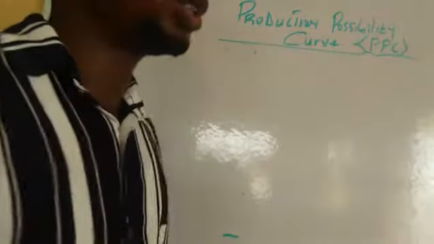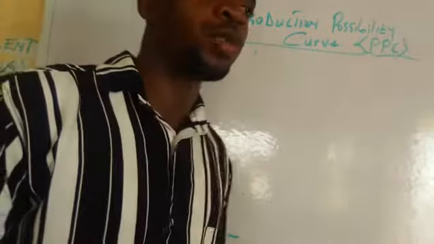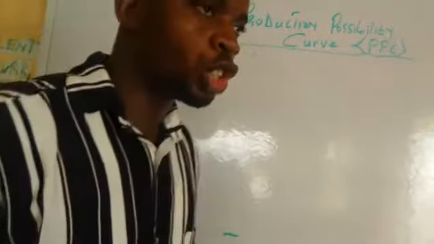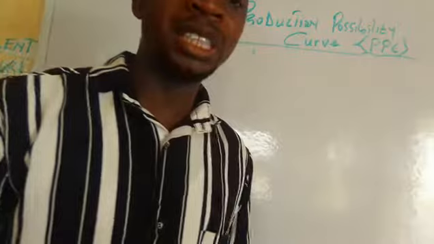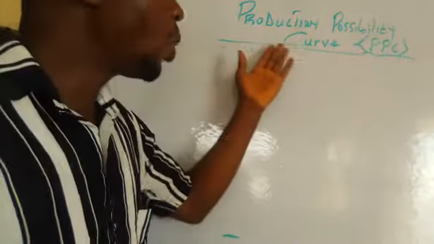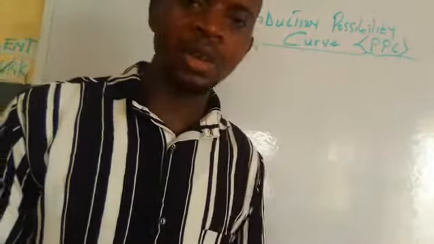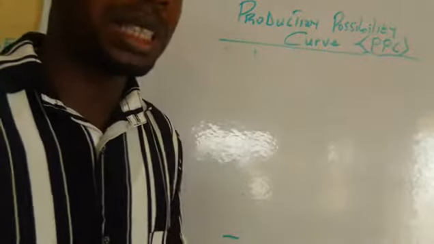In this video, we are going to be looking at the production possibility curve. Some people call it the production possibility boundary, and some people call it the production possibility frontier. Now, we are calling it here the production possibility curve. So what is the production possibility curve?